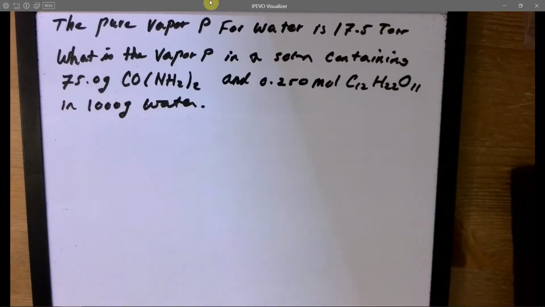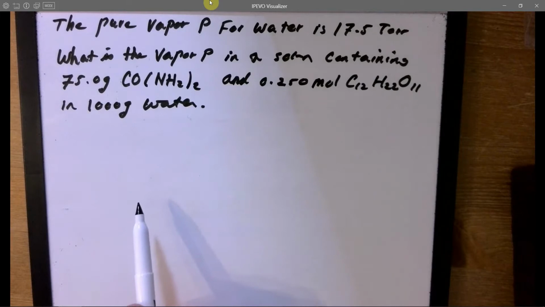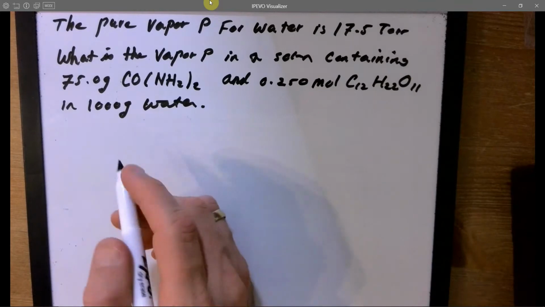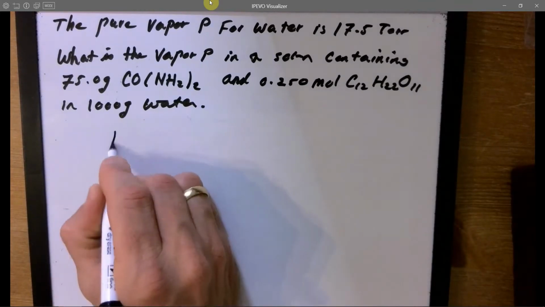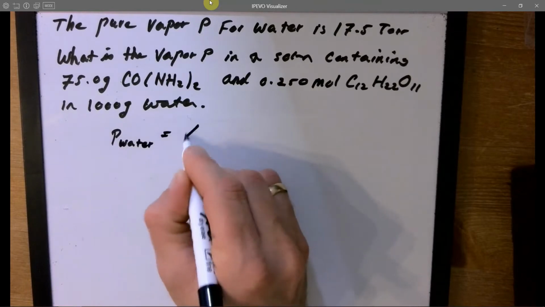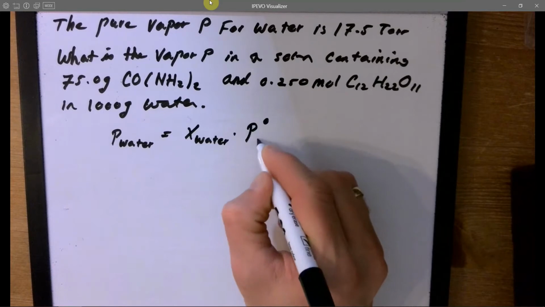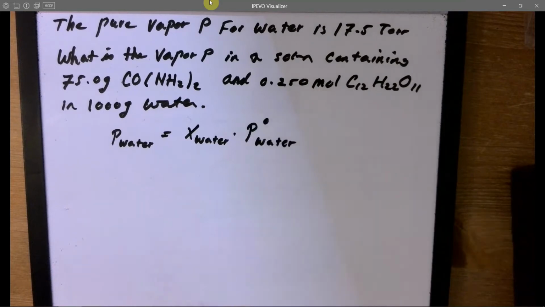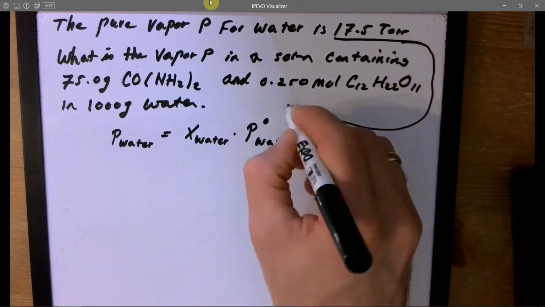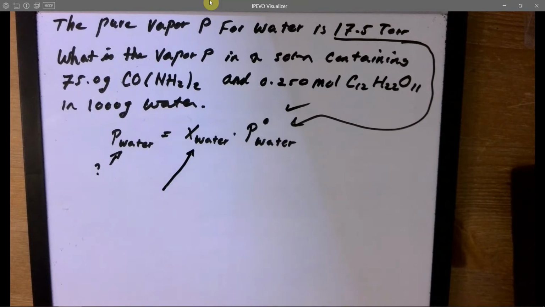So the pure vapor pressure for water is given to you here. And what is the vapor pressure if I'm mixing into water two solutes? Okay, so again, I'm going to use my Raoult's law. So my new vapor pressure for water is equal to the mole fraction of water times the pure vapor pressure for water, like this. And this is given to us as 17.5, so that's nice. That's good. And we're looking for this. This is a reminder, this is all we're going to do.